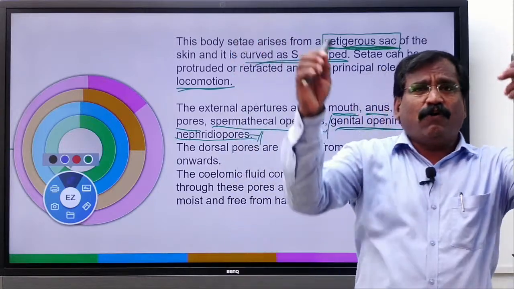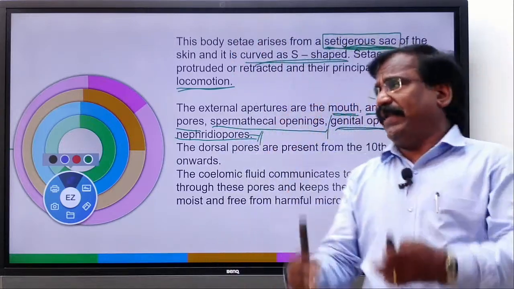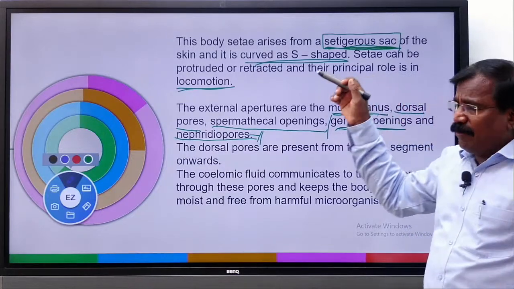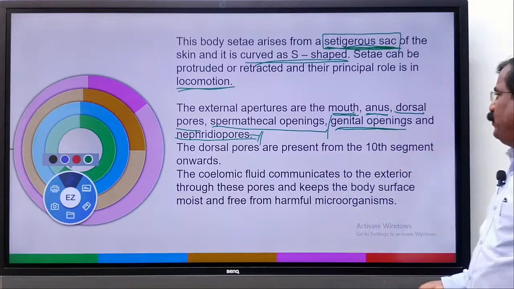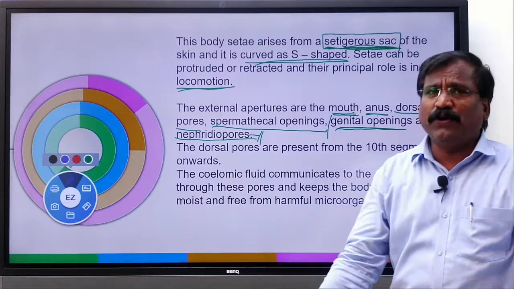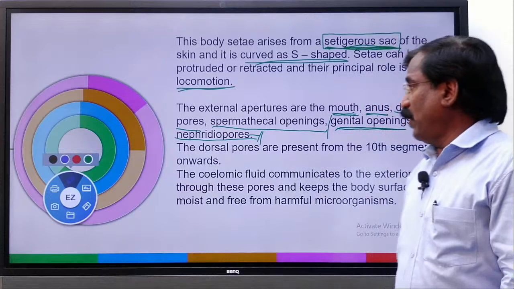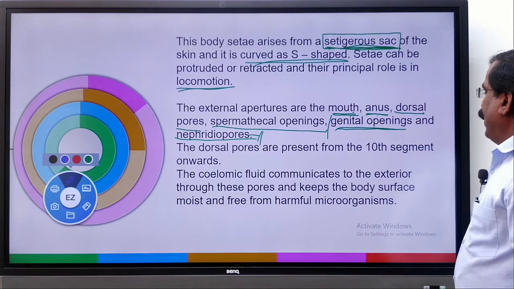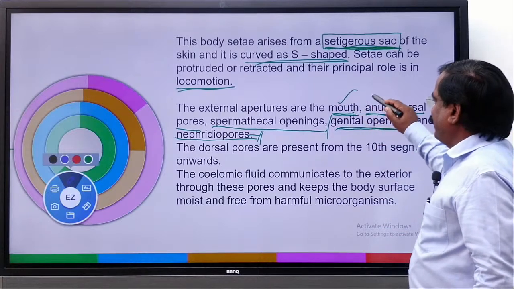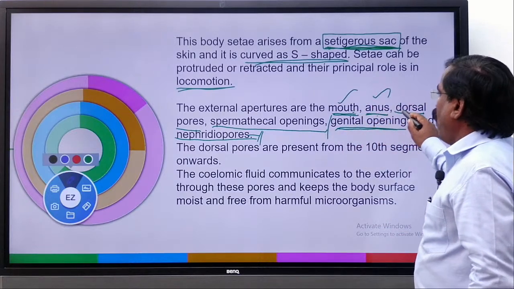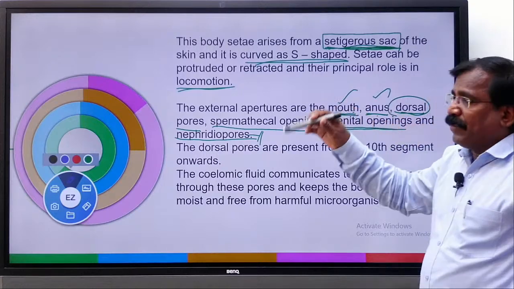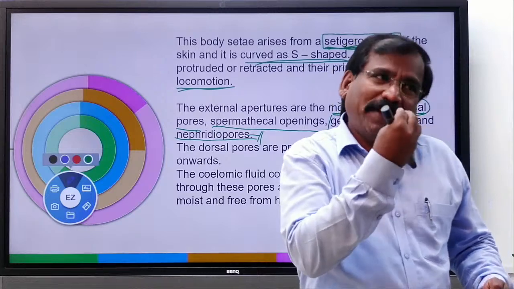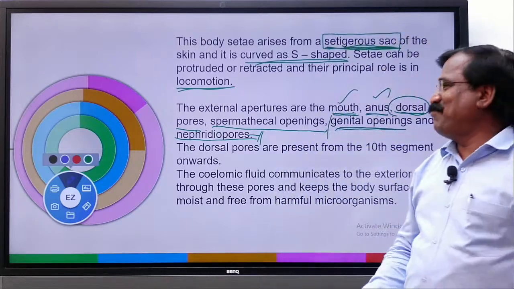So what are the apertures or openings found? Mouth, anus, dorsal pores, spermathecal openings, genital openings, and nephridiopores. We know the mouth and anus, which we have already discussed. Come to the dorsal pores. The openings on the upper side of the earthworm are called dorsal pores.